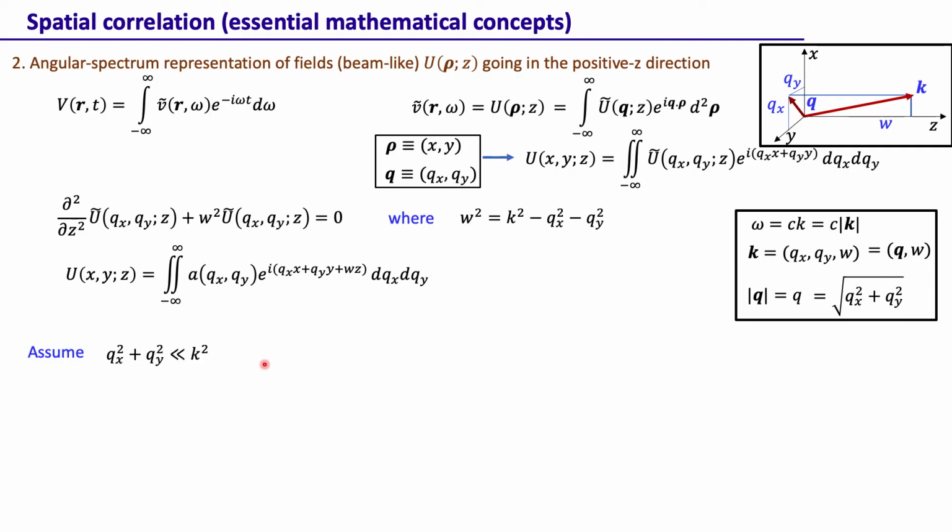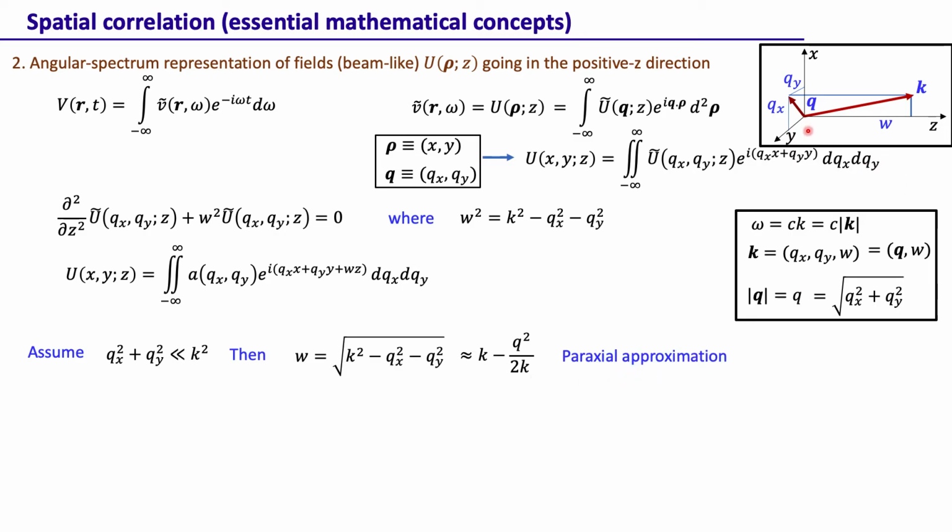Now suppose we have the situation that q_x squared plus q_y squared, that is mod q squared, is much smaller than mod k squared. That means this wave is propagating mostly along z. In that case, w, which is the square root of k squared minus q_x squared minus q_y squared, can be approximated as k minus q squared by 2k. This is called the paraxial approximation.